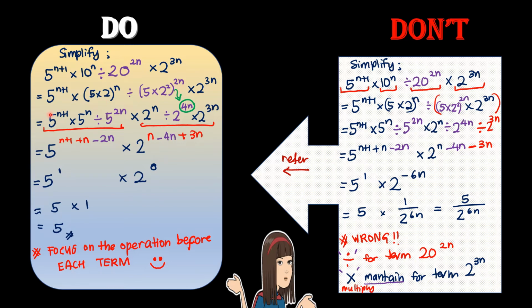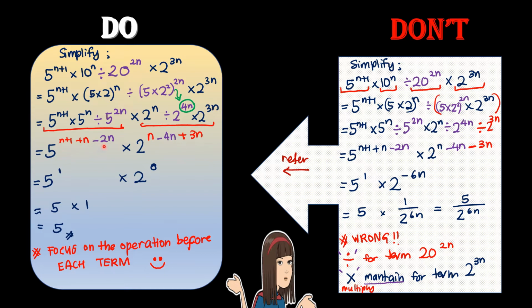So look here: you can combine the 5s, 5 multiply 5, divide 5. And here is 2. What is your operation here? Just look at it. For 2 to the power of n, the operation is multiply. So start with multiply 2 to the power of n, divide 2 to the power of 4n, multiply 2 to the power of 3n.